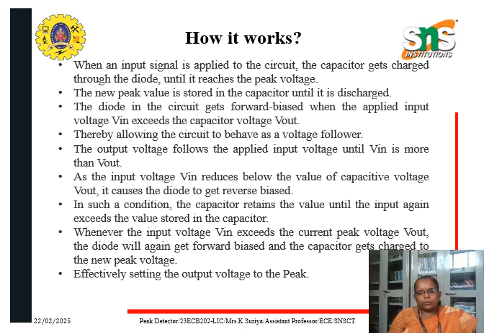So every time when a new peak value is detected, the output will be set to the new value. If the input voltage is less than the current value in the capacitor at the output, then the capacitor will hold the already chosen value, which is the peak value. So when a new input voltage higher than the stored value is got, that value will be stored in the capacitor every time. So thus the peak value is detected each and every time when a new peak value at the input is given. So this is how the peak detector works.